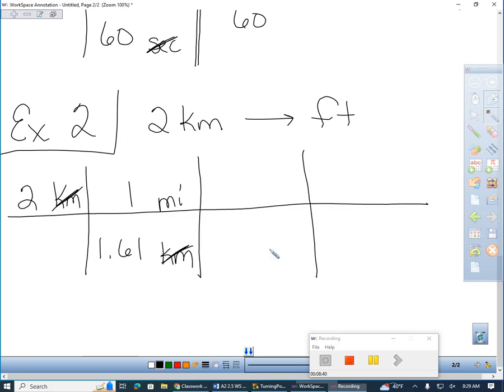And I have to put miles on the bottom, and I can go to feet. 1 mile is how many feet? That's a good question. You're on there, 5,200 and? Yes, very good. 5,280 feet. So now my miles cancels, and I'm in feet. So I'm going to multiply across the top. 2 times 1 times 5,280.